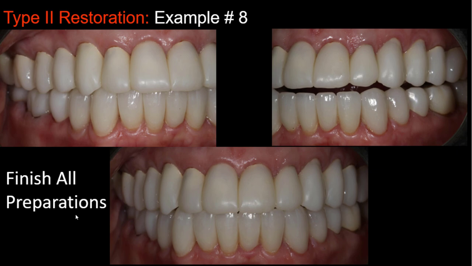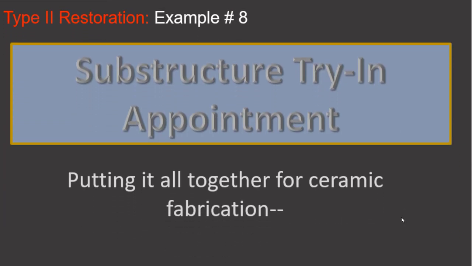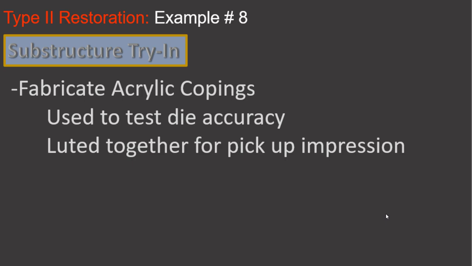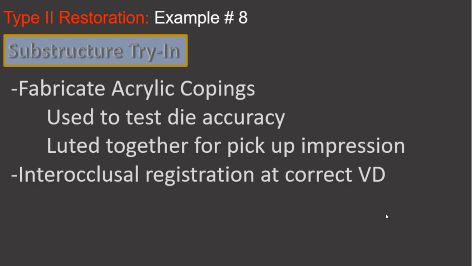The patient had time to wear this, get used to it, and now we were ready to start finalizing our restorations. So we do what's called a substructure appointment. And this is a complicated appointment, but it's just a matter of following the steps that we teach. And so what we do is we go ahead and fabricate acrylic copings, like little acrylic crowns on all our dies. We use these to test the accuracy of the dies. And then we put them in the mouth one by one. We check them. We lute them all together, do pickup impressions.